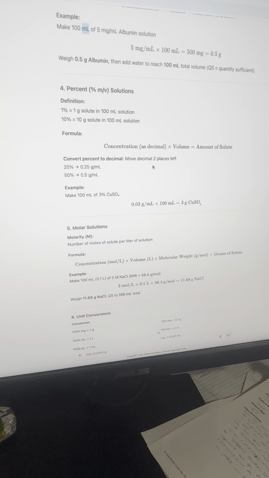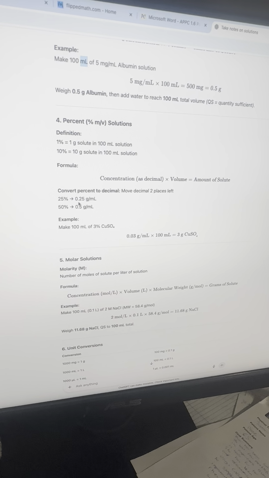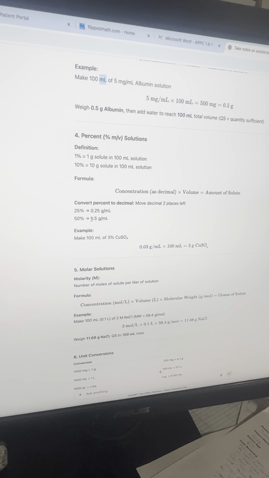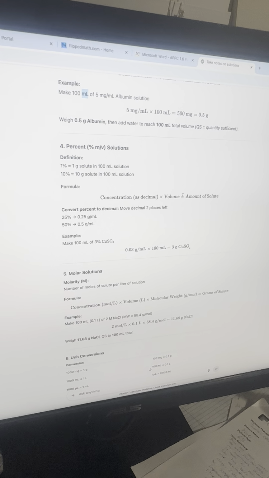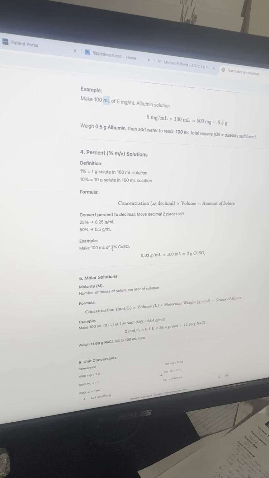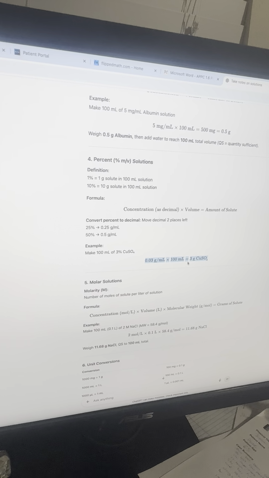Okay, and then concentration as a decimal. The decimal is like 25% equals 0.25 grams, 50% equals 0.5. That's what a decimal is. All right, simple, great. And then the volume times the concentration equals the amount of solute, so it's very similar. So we have 3%. Since we know it's 3%, we can just convert it to this, equals 100 ml.